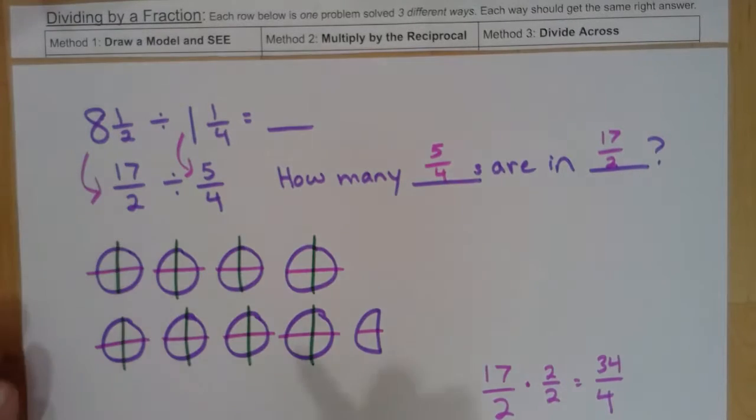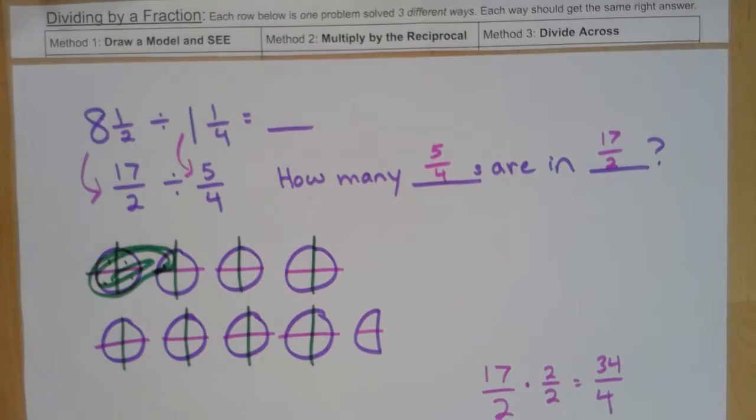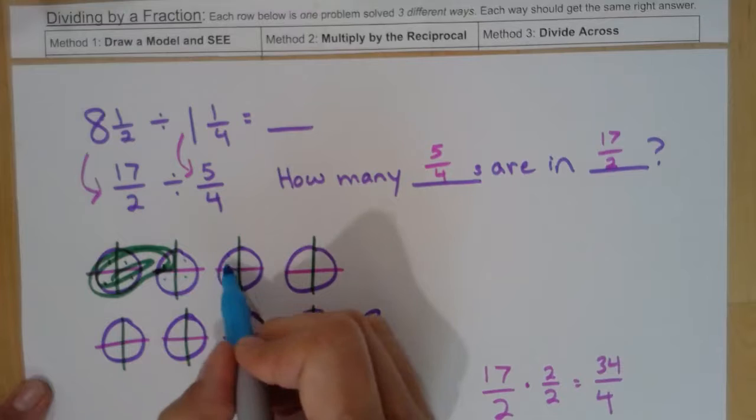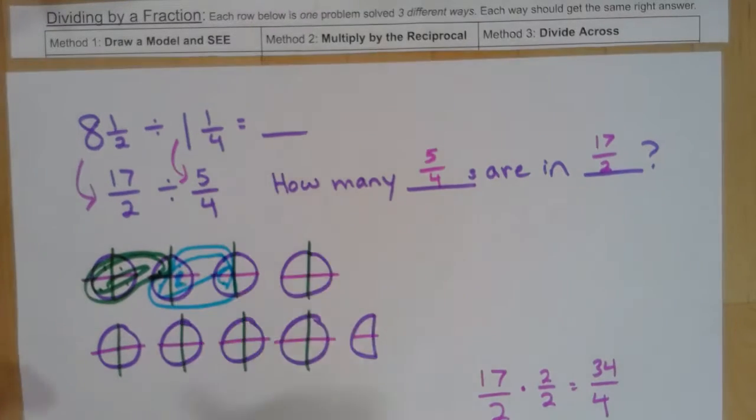So now, how many 5/4 are in what we got here? Well, let's take a look. 1, 2, 3, 4, there's 5/4 there. That's one group. 1, 2, 3, 4, 5 quarters there. That's a second group in there.